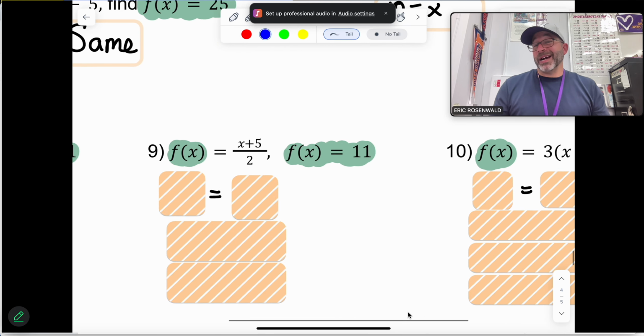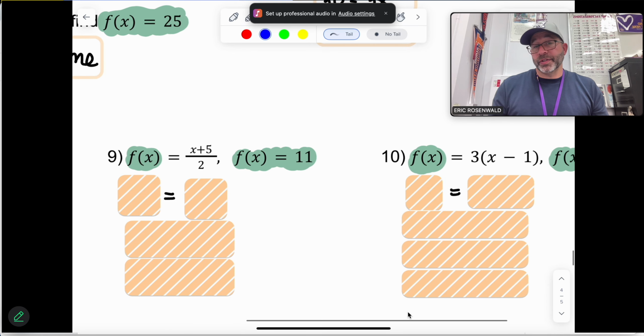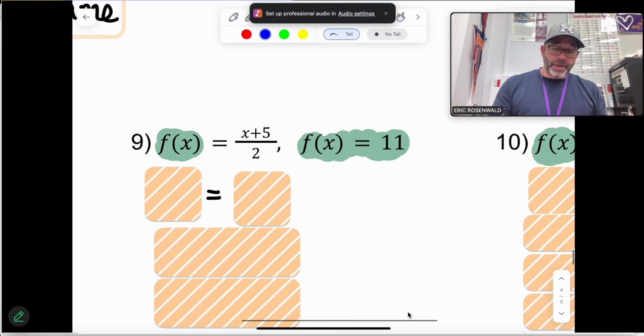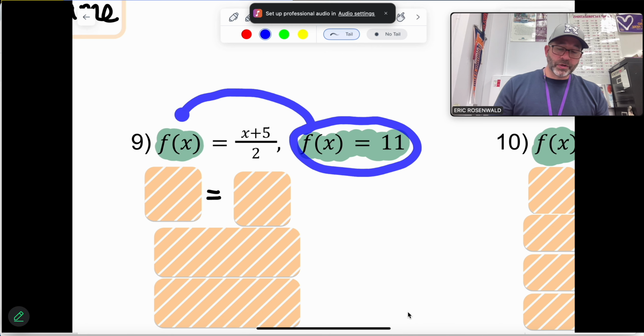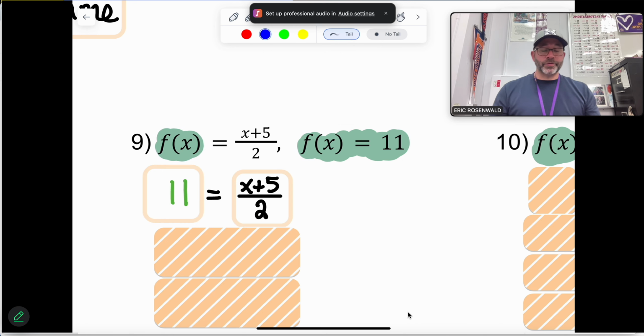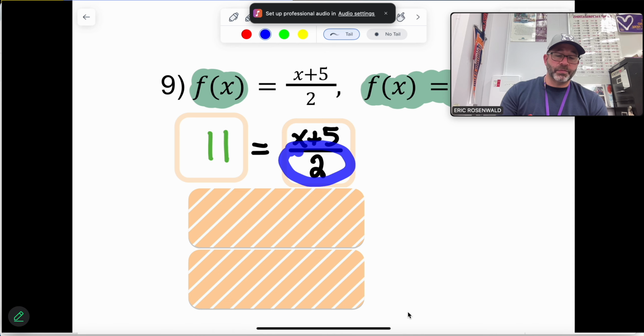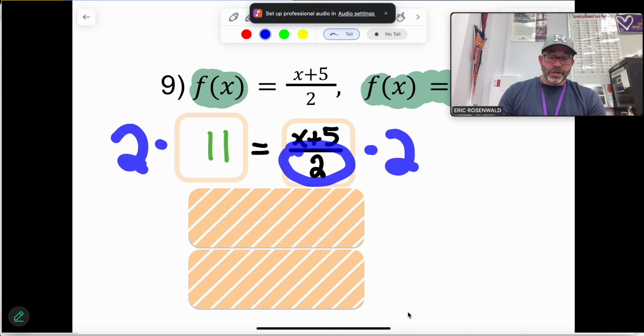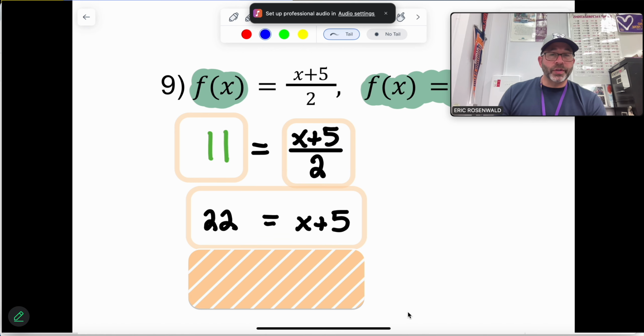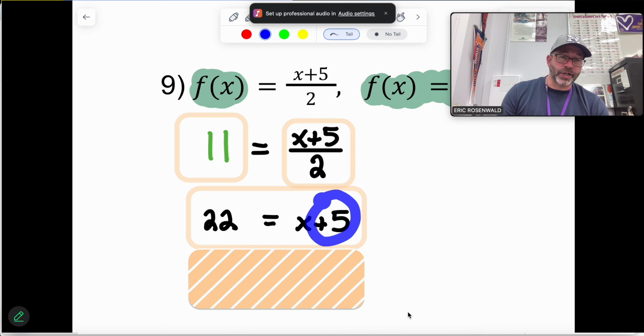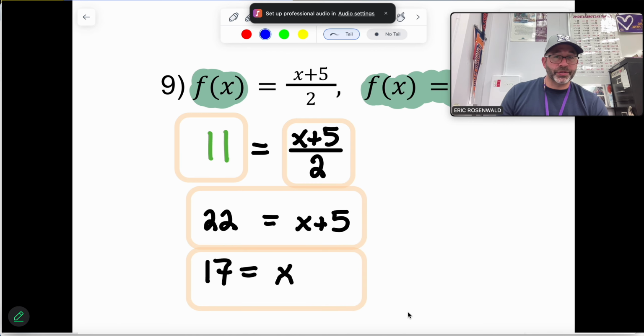Go to number 9. And I would actually recommend trying to pause these and see if you could do these last two on your own. But f of x is equal to 11. We're going to replace f of x right here with an 11. So we get 11 equals x plus 5 over 2. When we're dealing with fractions, how do we get rid of that divide by 2? Well, the inverse of dividing by 2 is to multiply both sides by 2. That gets rid of the 2 that's right there. So when we do this, we end up with 22 is equal to x plus 5. Move the 5 over by subtracting 5, and we end up with 17 is equal to x.